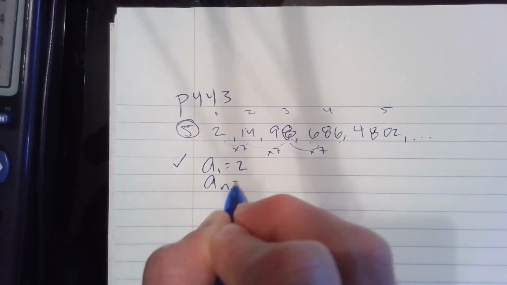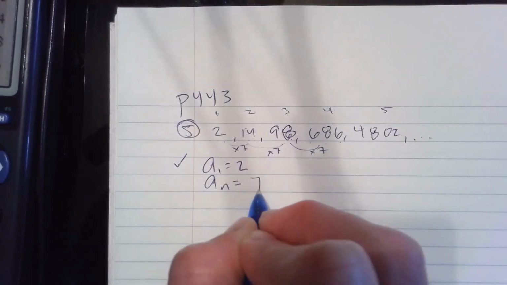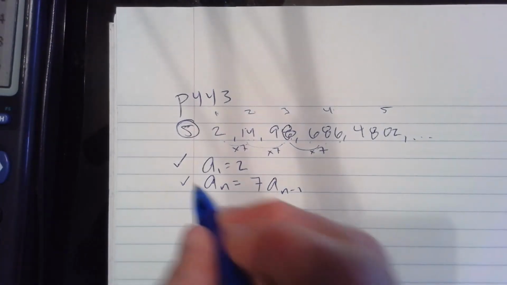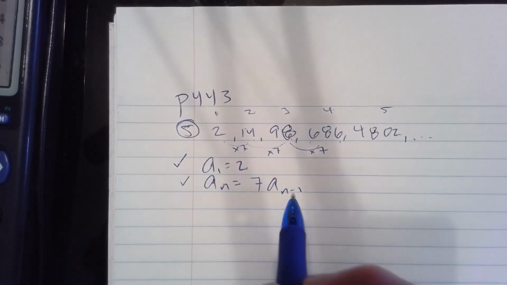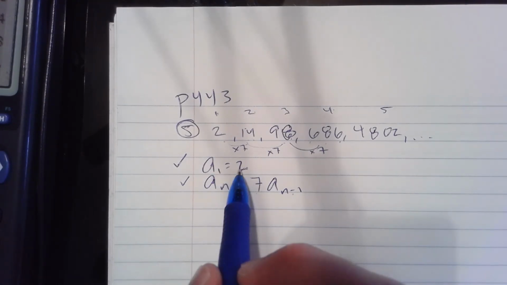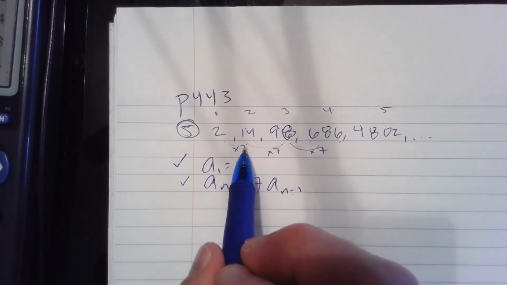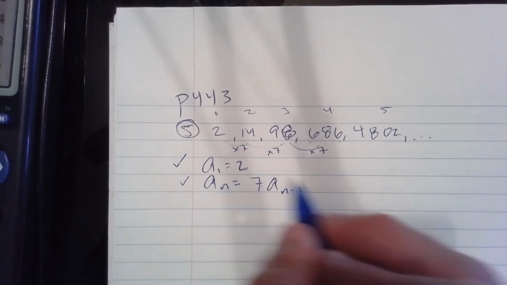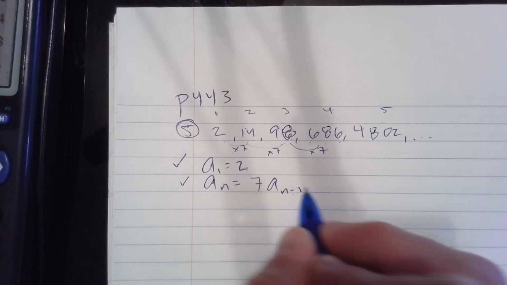So I figured out my pattern. The next term is 7 times the previous term. Okay, first term is 2, the next term is 7 times the previous term. So that means my first term is 2, my second term is 7 times 2. Yep. My third term is 7 times 14. Yep. And so on. Beginning term and a pattern.